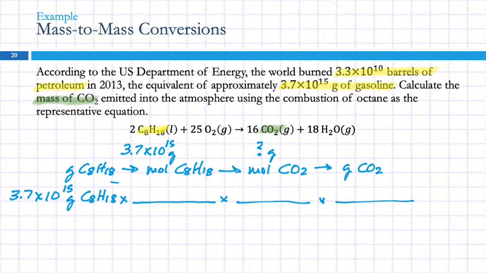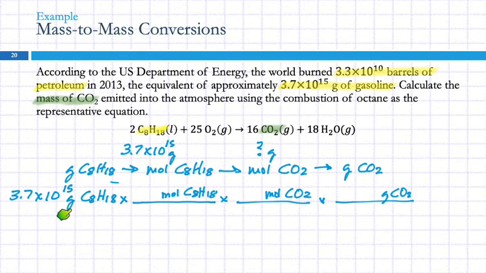So here's the route. Grams of octane to moles of octane. And after that, we'll go to moles of CO2, and then we'll arrive at grams of CO2. Grams to moles to moles to grams.